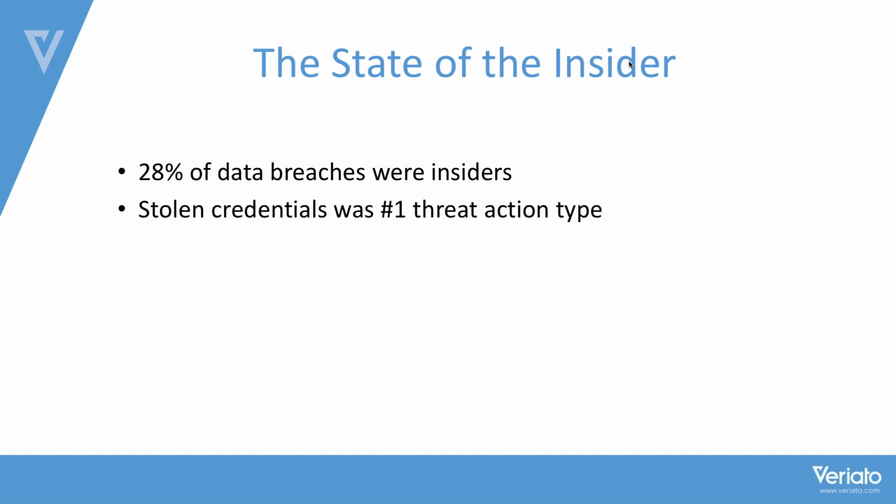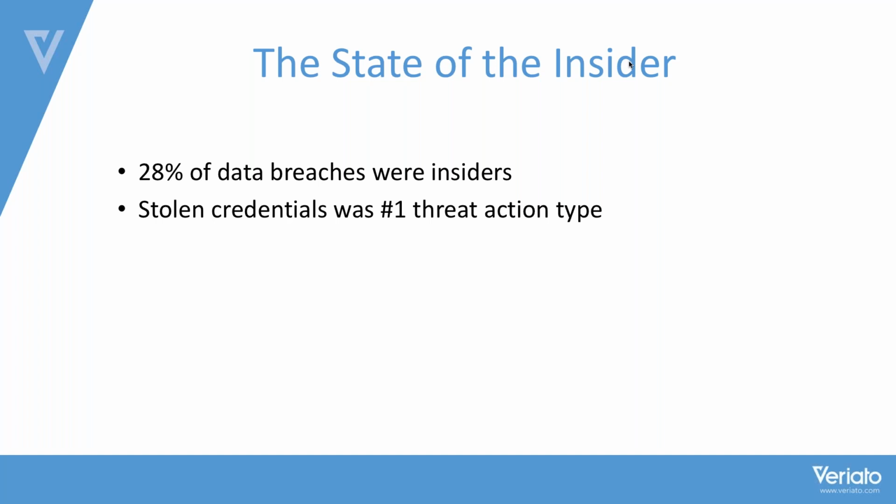Also in that same report, we see that stolen and misused credentials were the number one threat action type in confirmed data breaches. Whether it's an insider who stole someone else's credentials or an external actor doing the same thing, eventually they're going to look like an insider no matter what, and that's the number one threat action in data breaches.